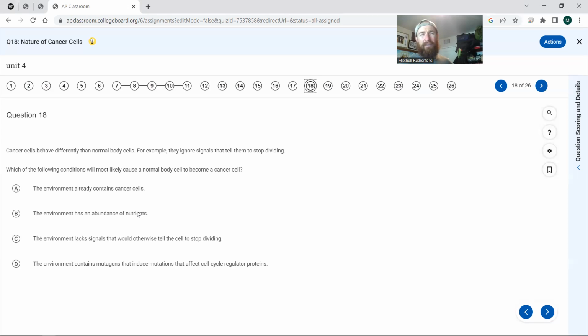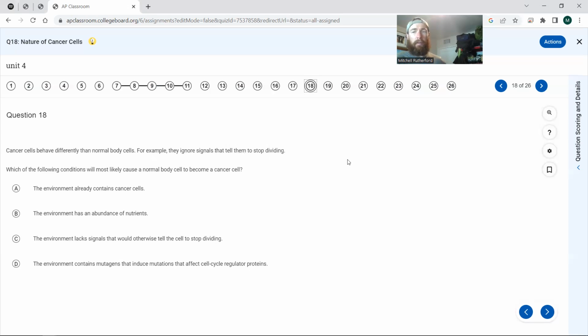I mean, not really. C, the environment lacks signals that would otherwise tell the cell to stop dividing. I really like that one. That's pretty solid because the other cells usually tell the cancer cells like, yo, bro, you should stop. And then the cancer cells don't listen. But D is kind of nice too. The environment contains mutagens that induce mutations that affect cell cycle regulating proteins. That's pretty good, but I like C a little more because right in here, it's telling you ignore signals that tell them to stop dividing.